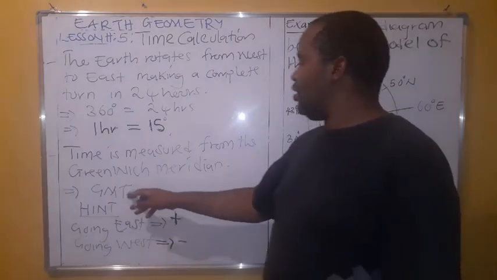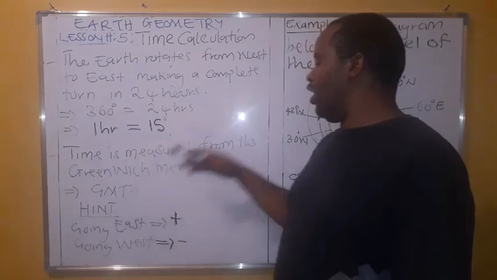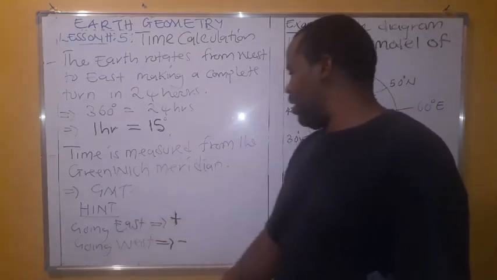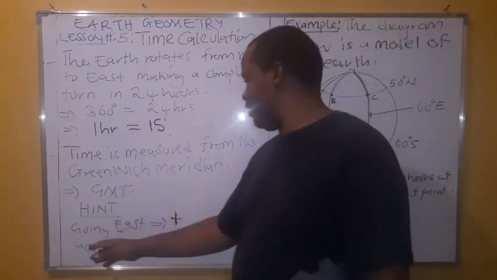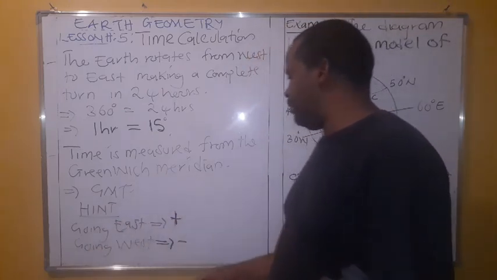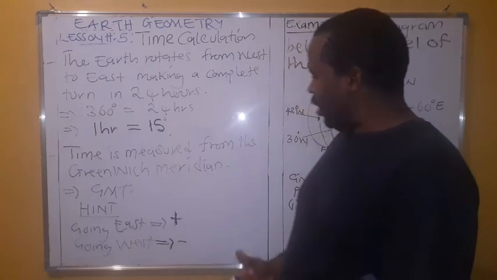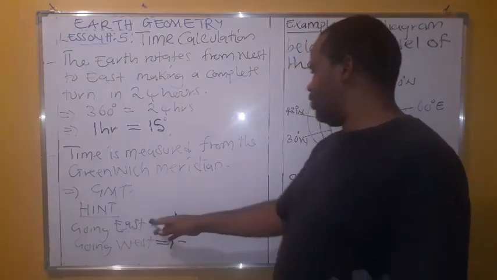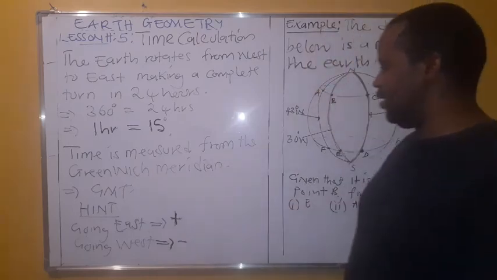So if you are dealing with the GMT, as you go to the east of the GMT, time is gained. As you go to the west, time is lost. Going east, there is gain in time. Going west, there is time that is lost, or there is reduction in time, or time reduces. So as you are going to the east, there is time that is gained.